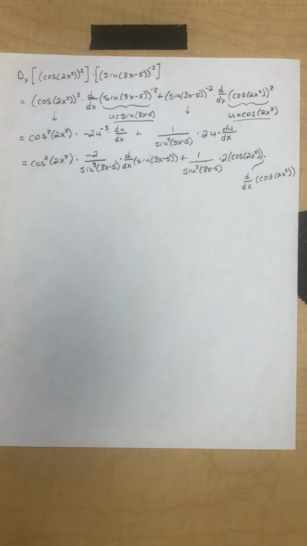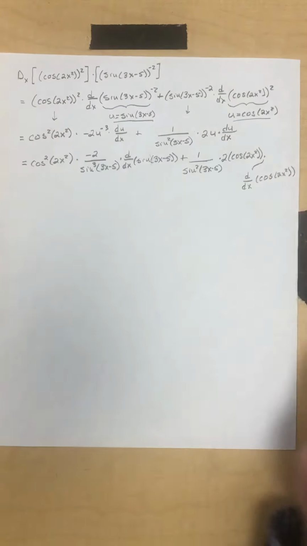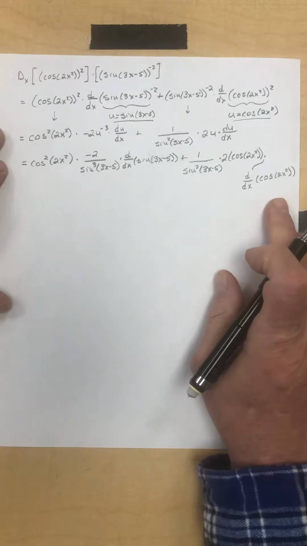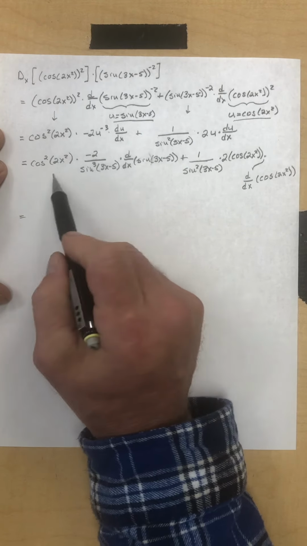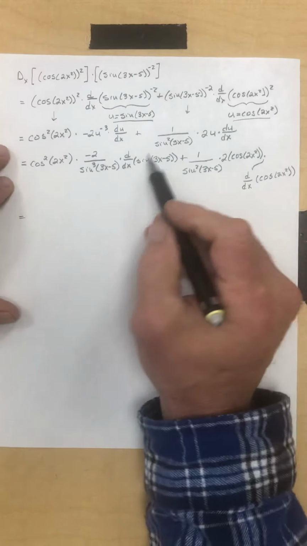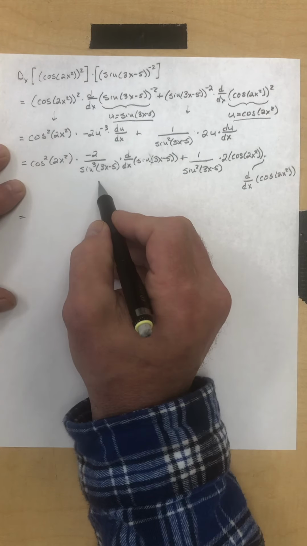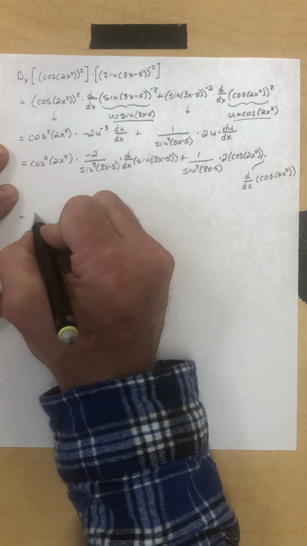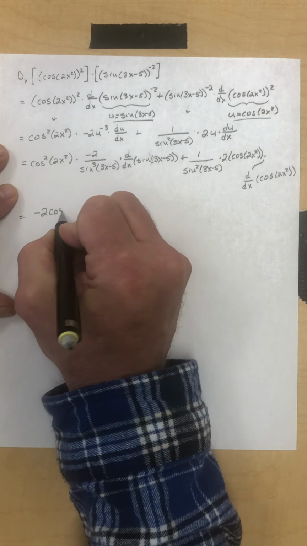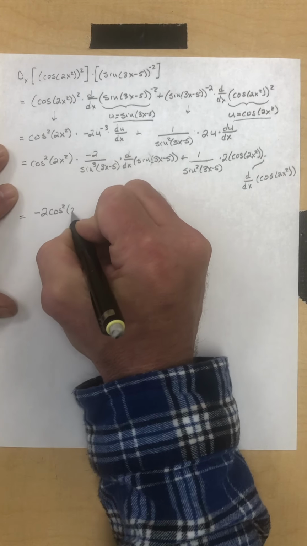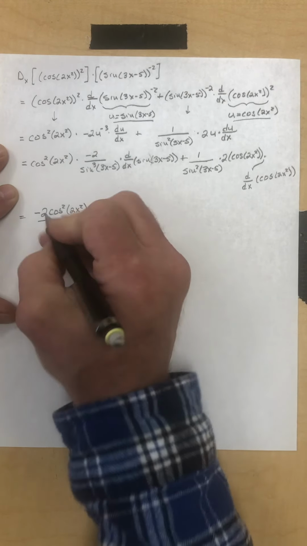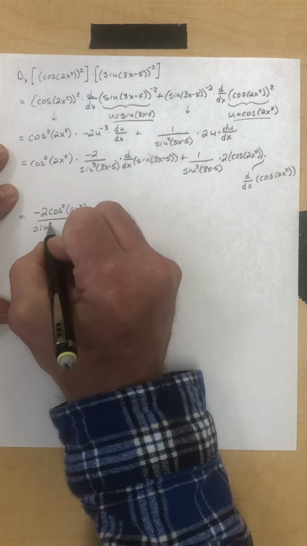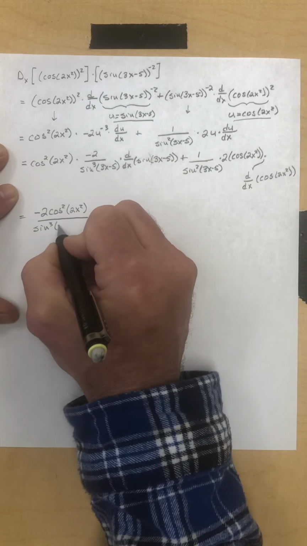So I can start condensing things a little bit, because obviously I'm running out of room here. I could multiply these two guys together and make it into one big fraction, and obviously I'm going to have to take the derivative of this guy using the chain rule. So right here, I would get negative 2 cosine squared of 2x squared, all over sine cubed of 3x minus 5.